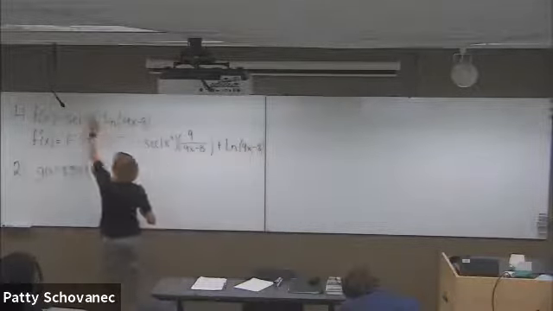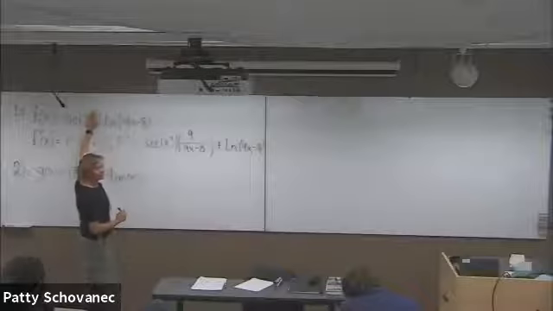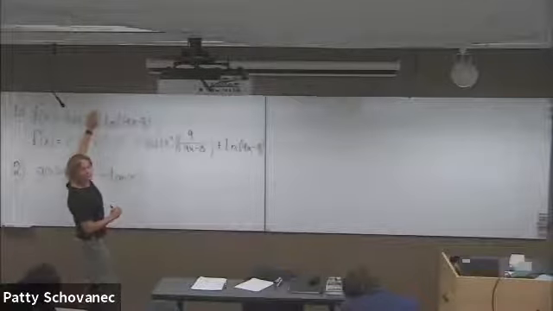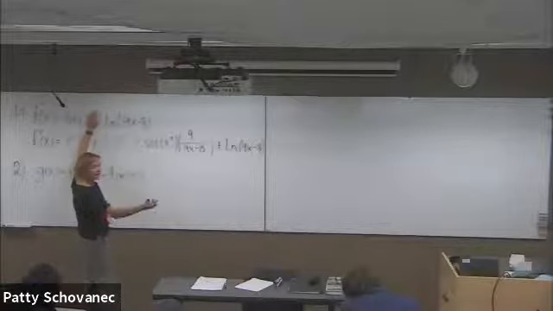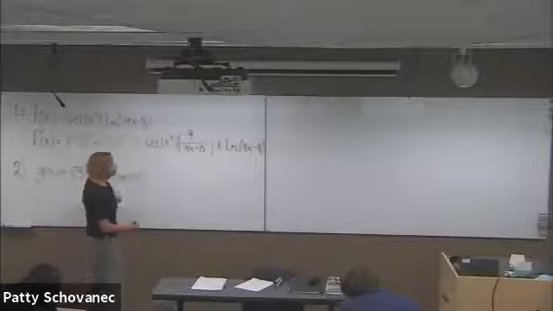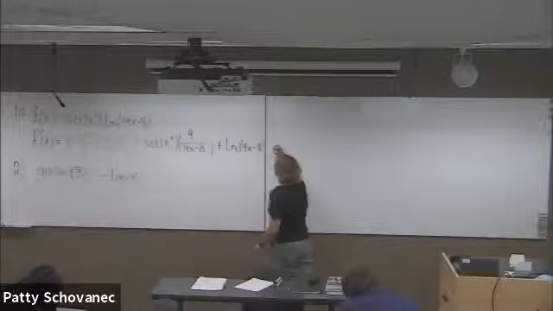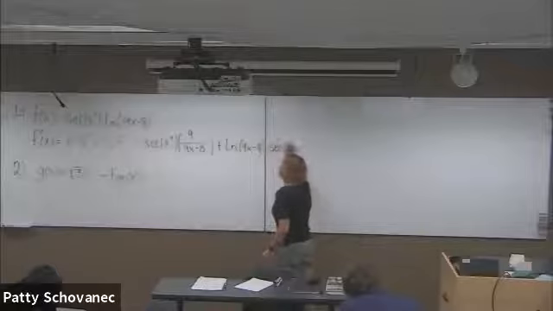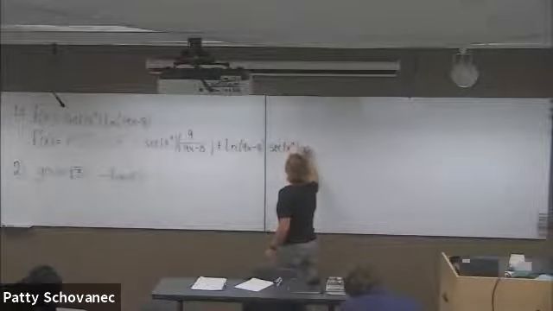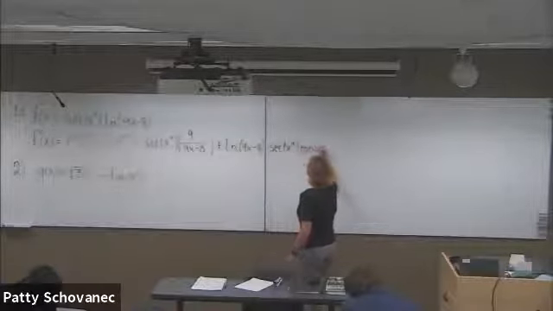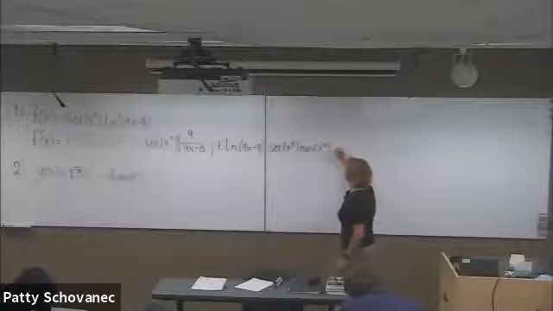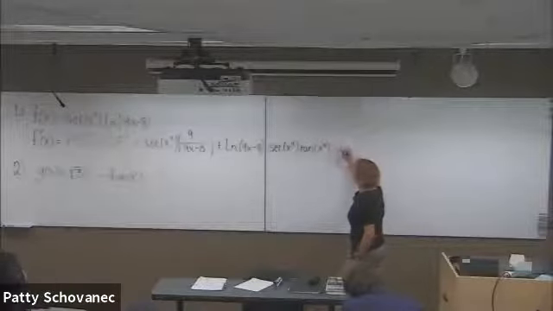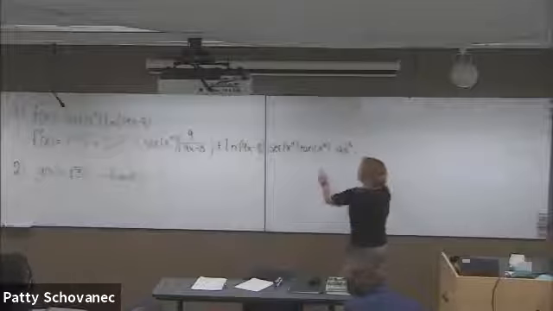Okay, and we're going to take the derivative of the secant of u. The derivative of the secant of u is secant u tangent u times u prime. So I've got a secant of x to the fourth, tangent of x to the fourth, and now 4x cubed. That's inside there.